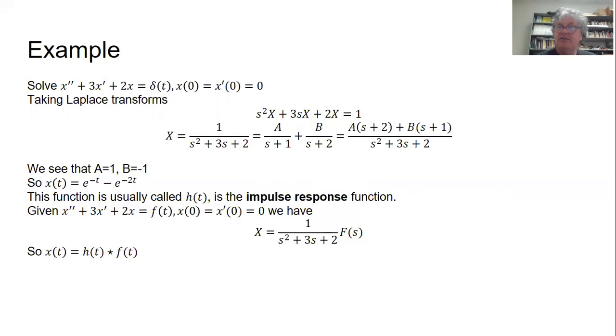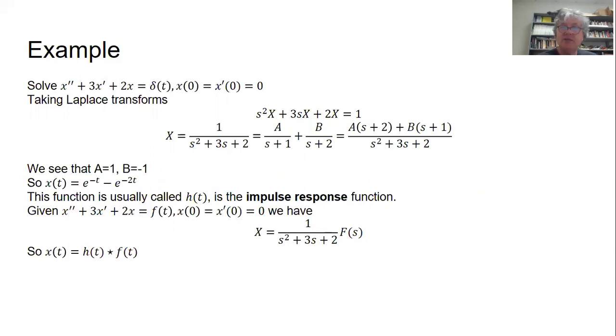And this is very useful for engineers, because say you're given back our system with the equation, but now we've got some kind of arbitrary forcing function f of t. You take Laplace transforms and you get x equals 1 over the characteristic polynomial times the Laplace transform of f. So taking inverse Laplace transforms, you get that the solution is going to be the convolution of the impulse response function with our input function. Okay, so this is really useful.